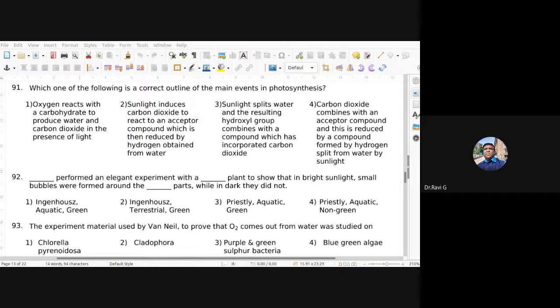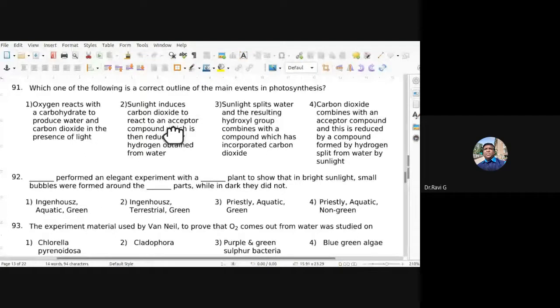Okay, dear students. So we are discussing today the NEET mock paper 6. The first question that you had was, which one of the following is a correct outline of the main events in photosynthesis? Oxygen reacts with the carbohydrate to produce water and carbon dioxide in the presence of light. This is a wrong statement for photosynthesis.